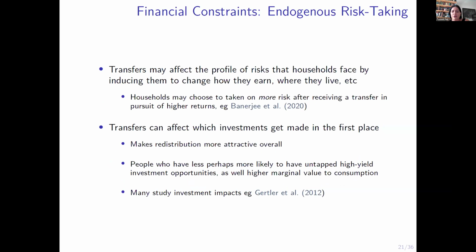Okay, I'm going to try and tackle another piece of financial constraints, which is endogenous risk-taking. Transfers themselves might affect the profile of risks that households face. They might encourage people to change where they work, where they live, what sectors they work in, whether they start a business or not, etc. So if households are receiving transfers, the transfers might actually make them take on more risk.